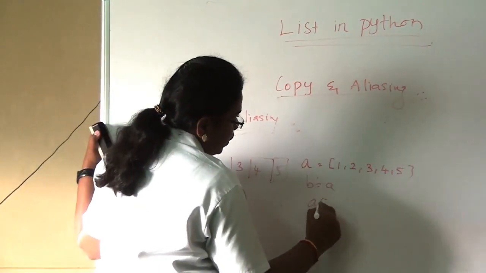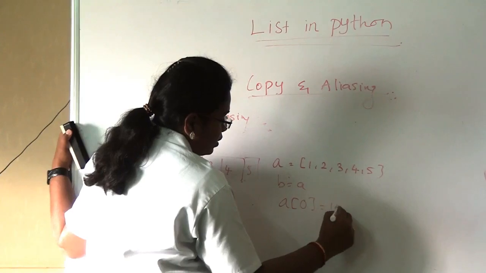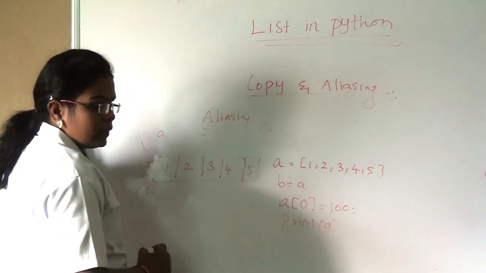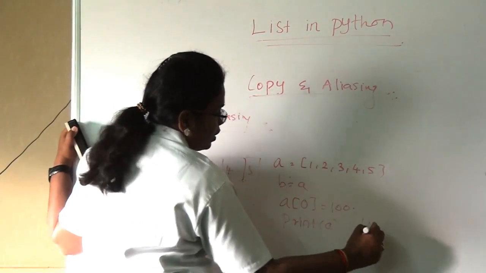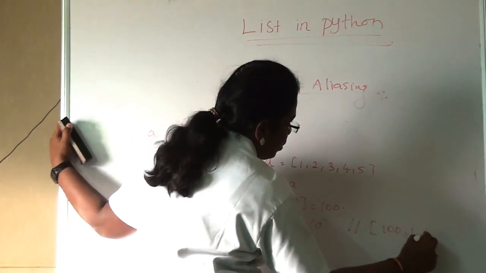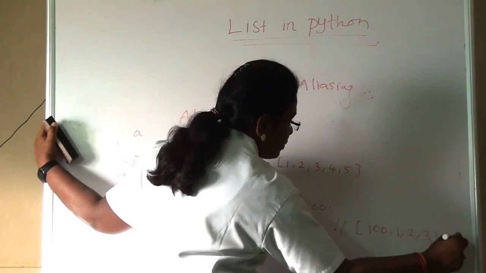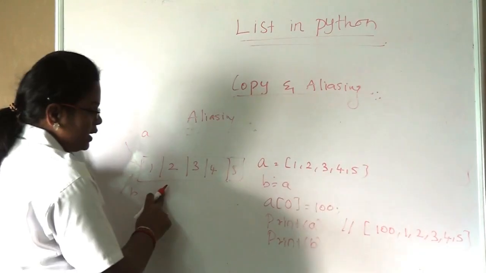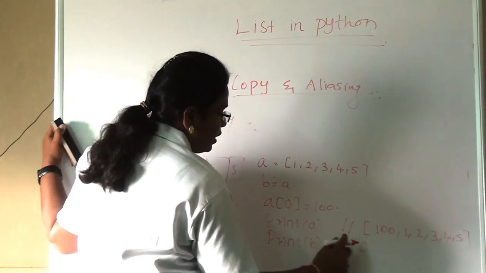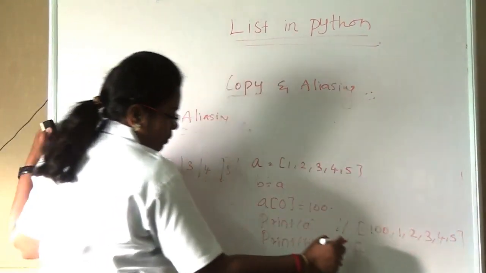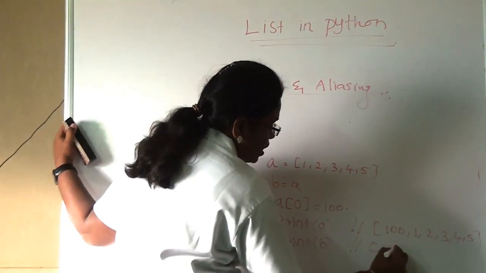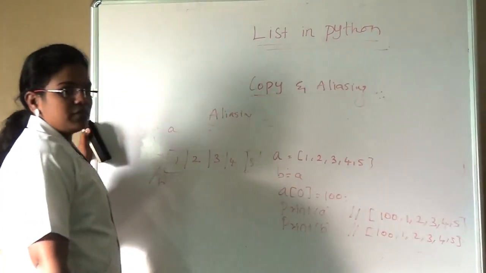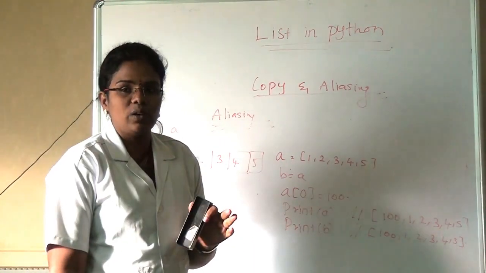For example, A of 0 equals 100. If I try to print A, the answer is 100, 1, 2, 3, 4, 5. If I print the B list, both are referring to the same memory address, so even though I made the change in A, it will be reflected in B also. The answer is 100, 1, 2, 3, 4, 5. The changes will be affected in both lists. That is a case of aliasing.